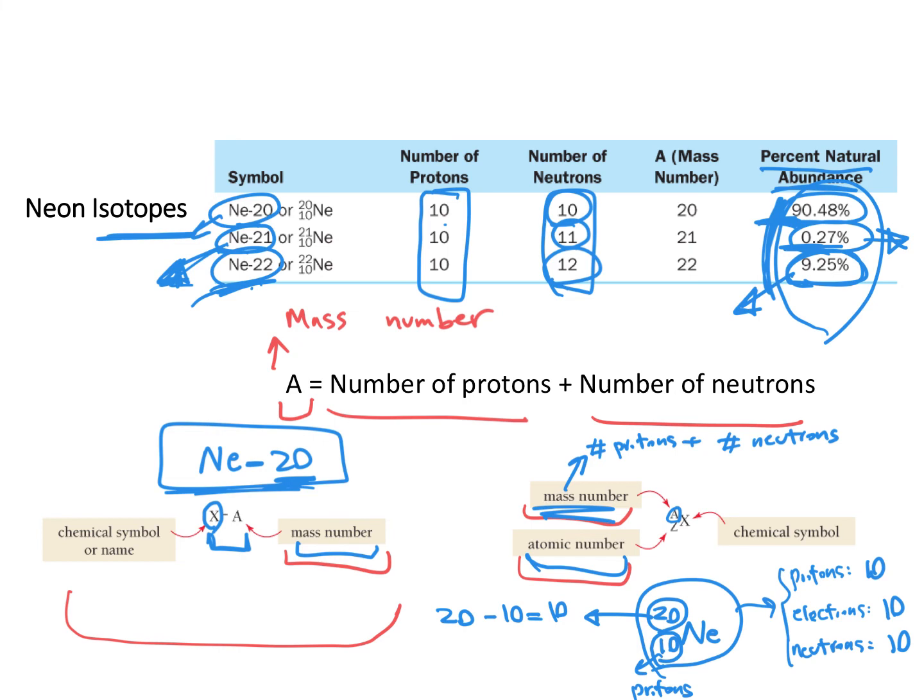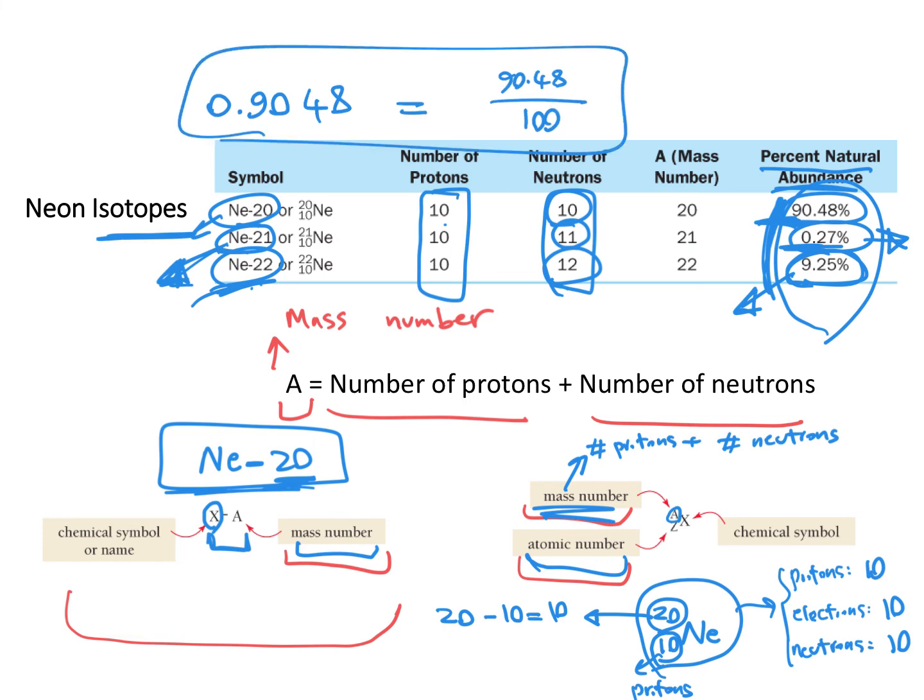So it's like 90.48%. It means that from every 100, 90.48 would be neon 20. So I can write this number as 0.9048, right? These two numbers are the same. And I just write it as a fraction so I can do the calculation. Does that make sense?